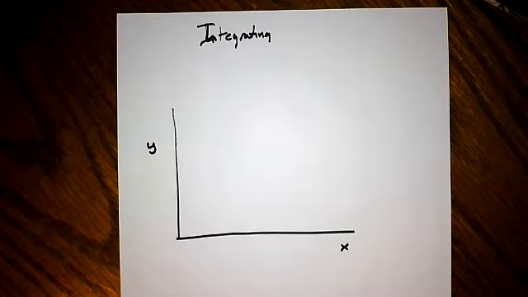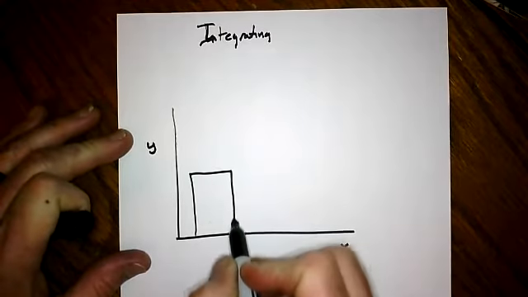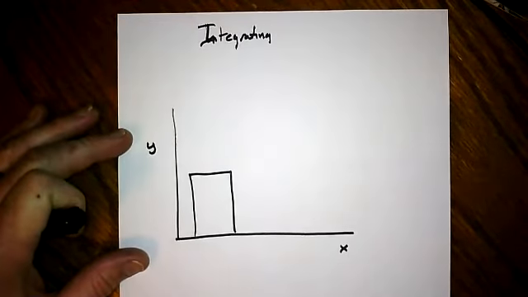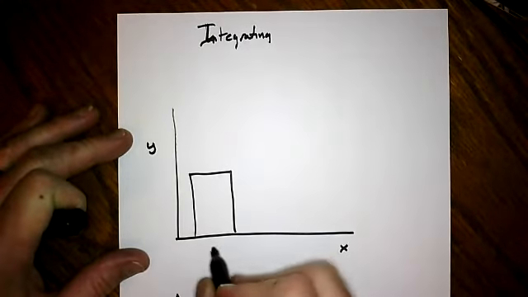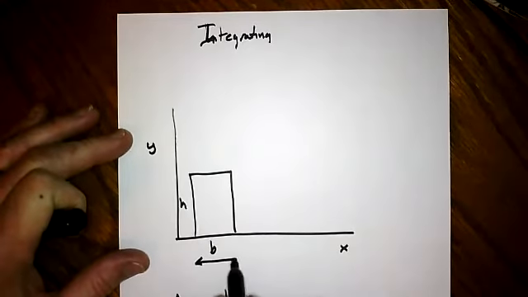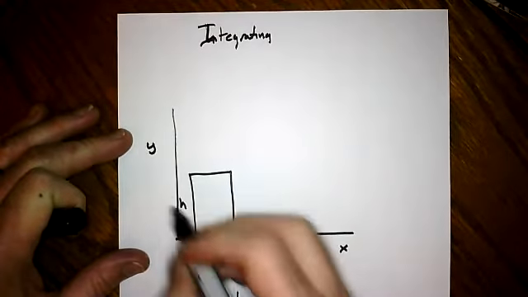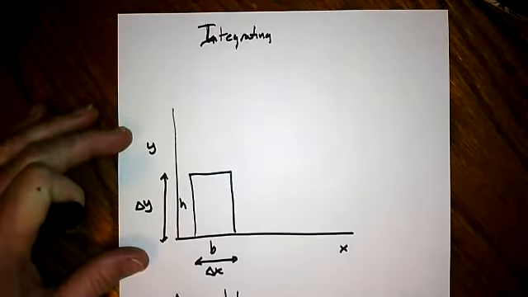That's all it is. So we already know calculating the area under that equals area, base times height. This is the base, and this is the height, or delta x and delta y.